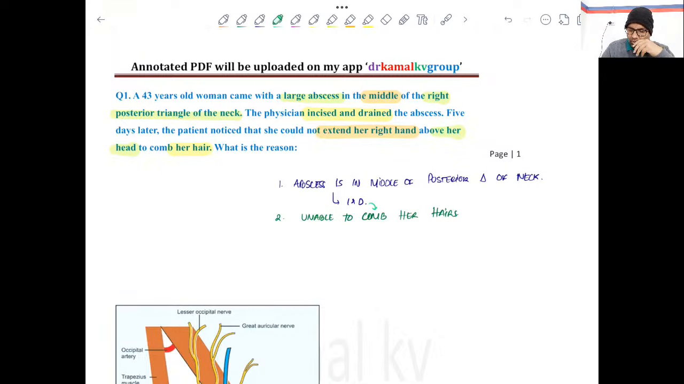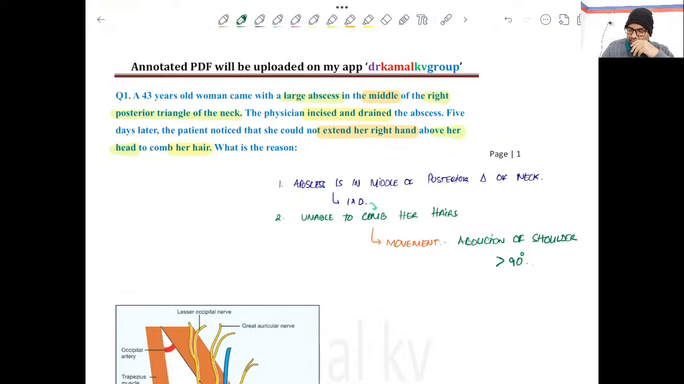hair. Now what does this movement actually is? Now this movement is abduction of the shoulder beyond 90 degree. Clear? Beyond 90 degree. So it means she cannot abduct her shoulder beyond 90 degree.